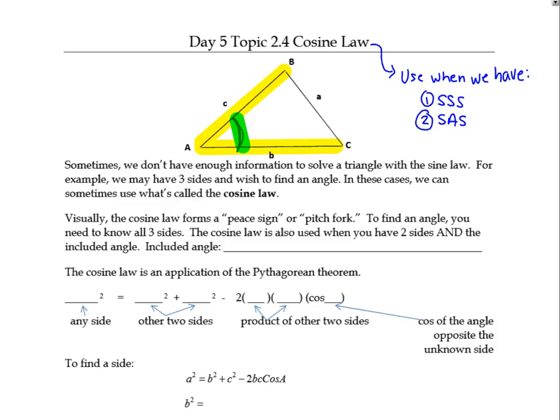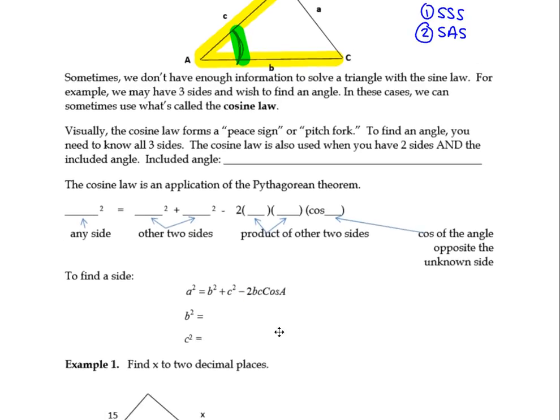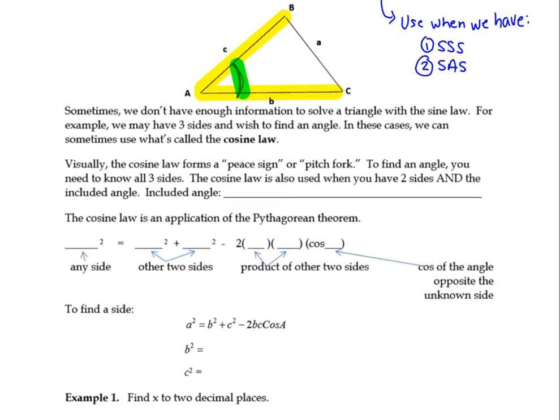And there's two formulas. And those formulas, guess where you can find them? Formula sheet. Yeah, your formula sheet. Okay, so let's just go through some information here. Sometimes we don't have enough information with the sine law. That's what I said. And so that's when we're going to use cosine law. Visually, the cosine law forms a peace sign or a pitchfork. To find an angle, you need to know all three sides. The cosine law is also used when you have two sides and the included angle. So that's exactly what we just said.